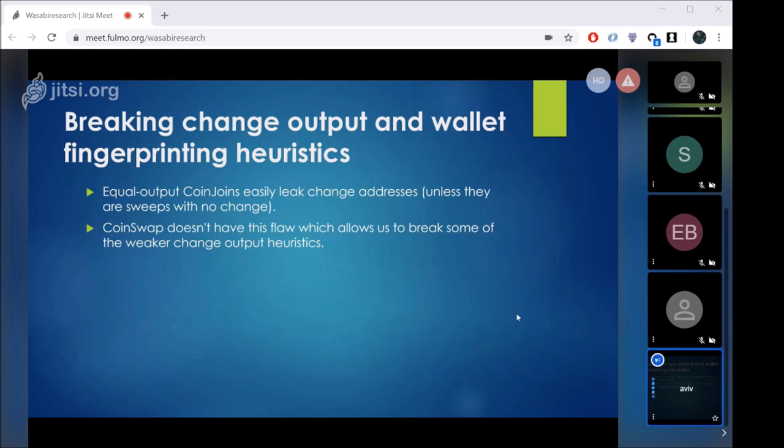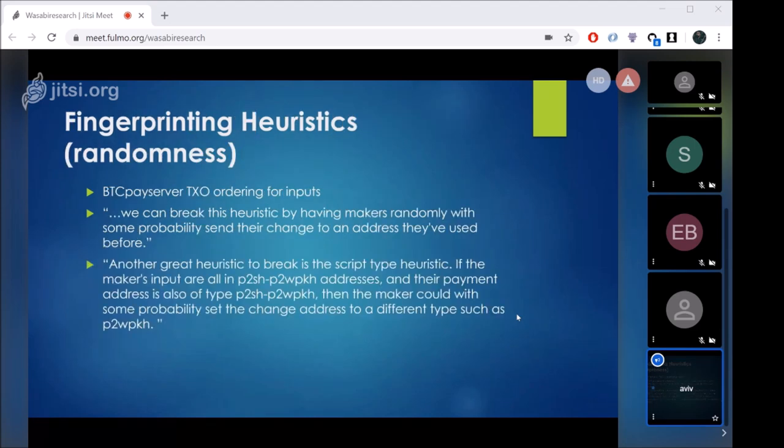And this brings up the next point, which is the wallet fingerprinting heuristic. And here I put in brackets the concept of randomness. I'm just going to tell a little bit of a personal story. Belcher is a privacy wiki, but BTCPay Server has an interesting transaction input ordering. When you use the BTCPay Server wallet and you send money from within BTCPay Server, what it will do is randomly organize the inputs.